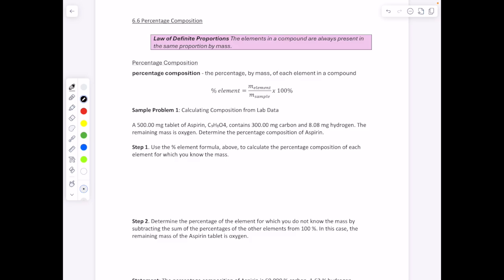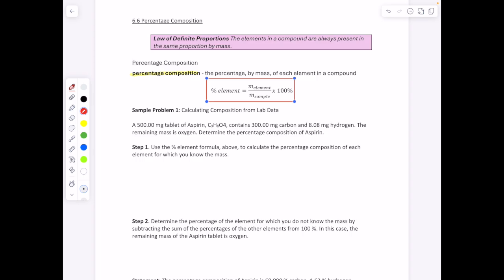(6.6) Percentage composition. The law of definite proportions: the elements in a compound are always present in the same proportion by mass. Percentage composition is the percentage by mass of each element in a compound. You can find the percentage composition of an element using this equation. The percent of an element is equal to the mass of the element divided by the mass of a sample times 100%. Let's try a sample problem.